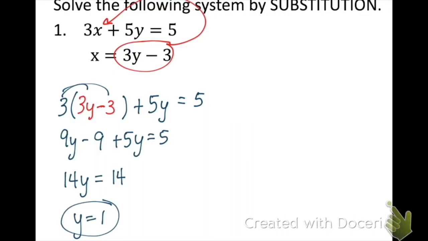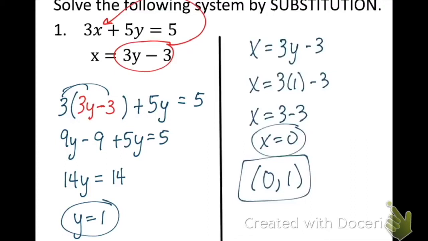Now take that 1 and plug it back into one of our equations where you see a y. I think it looks easiest to plug it into the bottom equation since we already have x solved for in that equation. So when I plugged 1 in, I solved and I got x equals 0. So my final answer here is the point (0, 1).